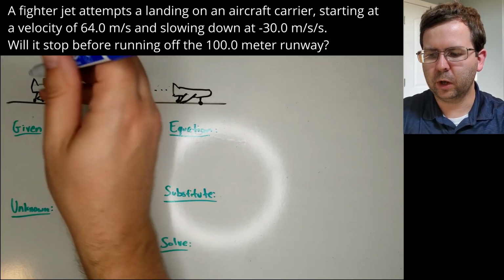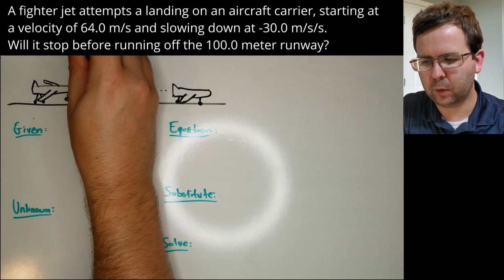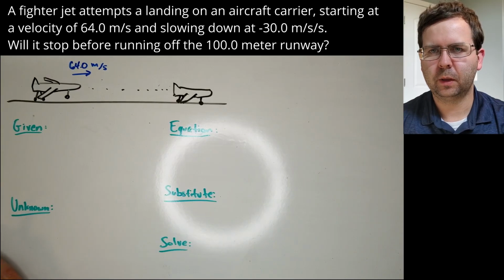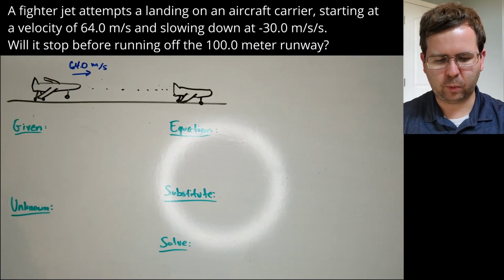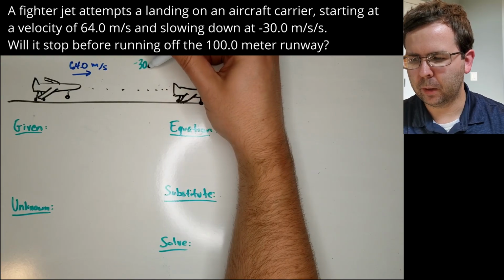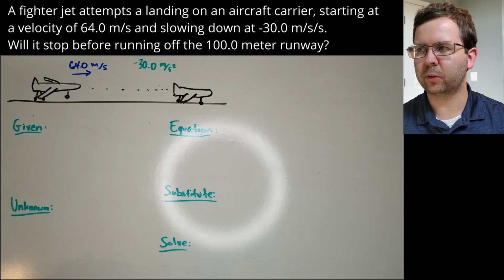Okay, so we know, for example, that the jet started out at 64.0 meters per second for its starting speed. And we know that it's slowing down at a rate of negative 30.0 meters per second squared. So that is an acceleration.